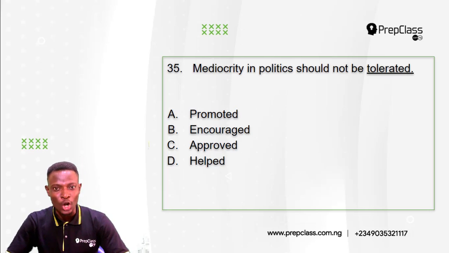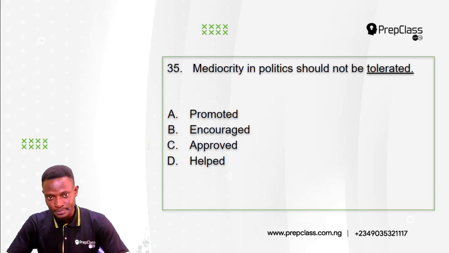Remember, we had selected the option that is the nearest in meaning to the underlined word. Question 35 reads, mediocrity in politics should not be tolerated. The underlined word here is tolerated. So which of these options is the nearest in meaning to tolerated? Option A, promoted. Option B, encouraged. Option C, approved. Option D, helped.